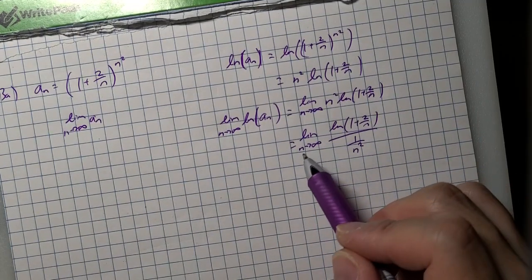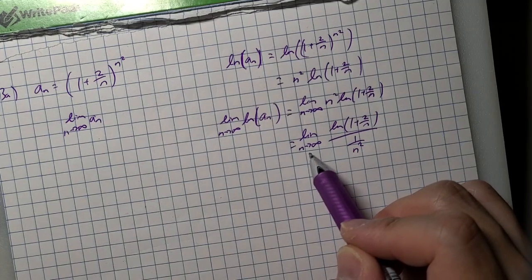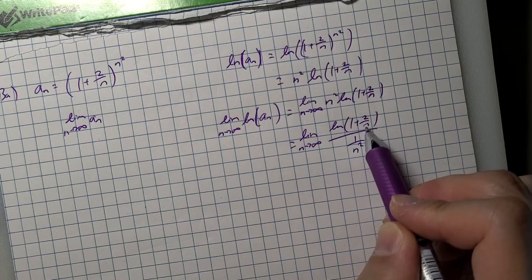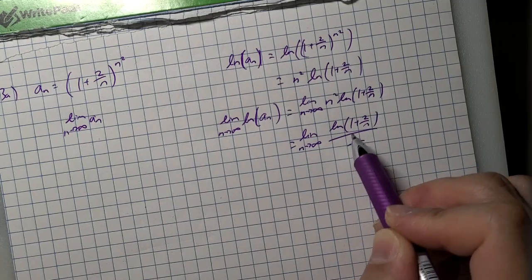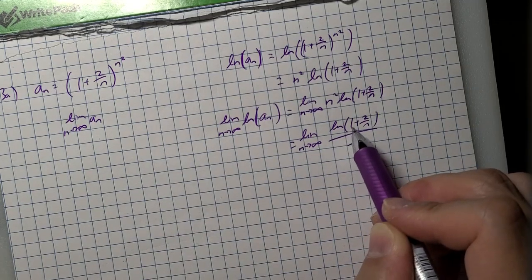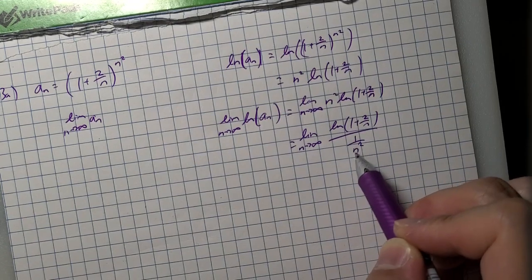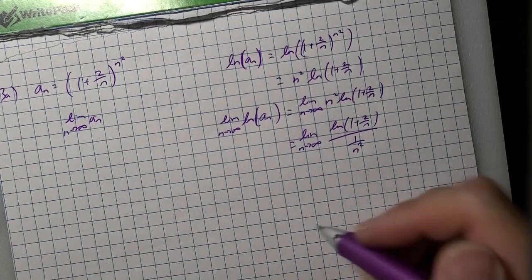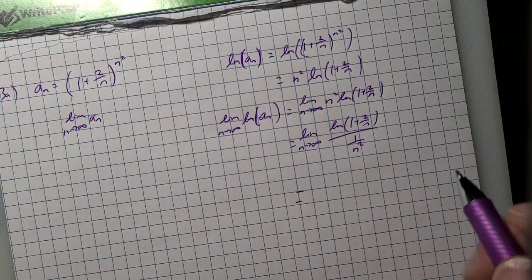yeah, because as n goes to infinity, this would be 0 over 0, indeterminate, because ln of 1 plus 2 over infinity, 2 over infinity is 0, so it'll be ln of 1, which is 0, over the bottom would also be 0, because 1 over infinity is 0. So 0 over 0, indeterminate. So we can use L'Hopital's rule.